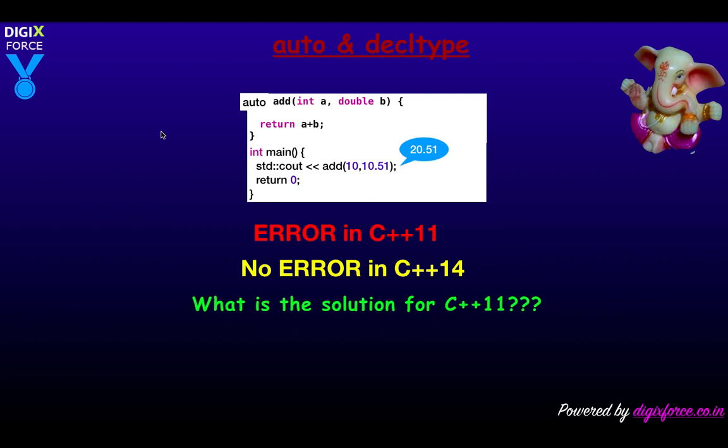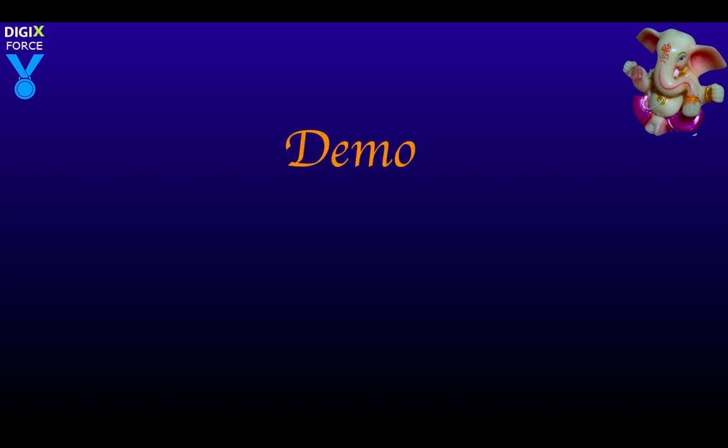Suppose I want to remove this error. What is the solution for the C++11 standard? The solution is to use trailing decltype: an arrow, then decltype, then a plus b. Integer plus double will return a double. But if you are using C++14, then auto is enough, with no need of this trailing decltype. Fine, I think this is the time for our demo.